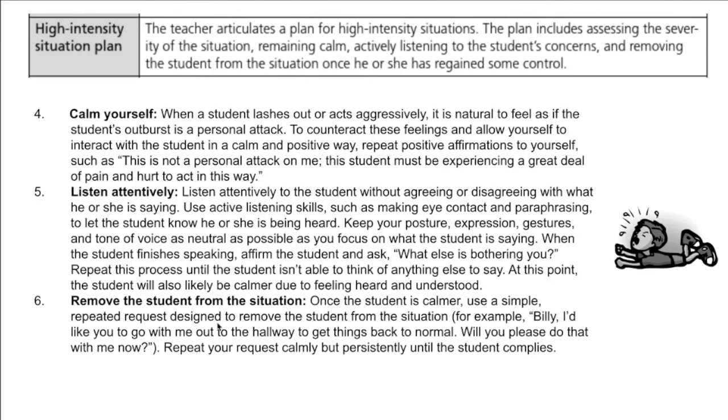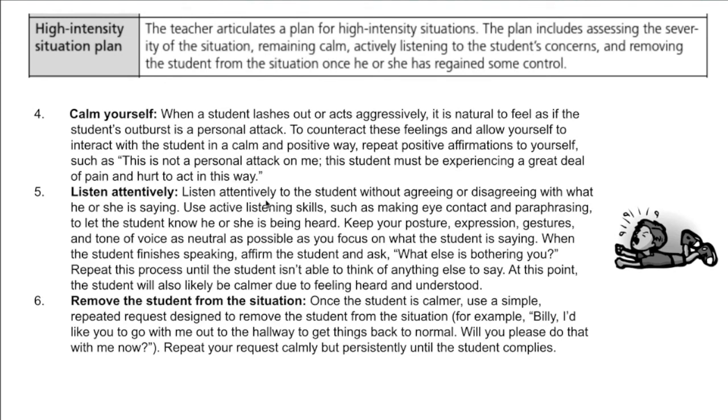Other steps include making sure that we are calm. So when a student lashes out or acts aggressively, it's really natural to feel as if it's a personal attack. But to counteract these feelings, we need to allow ourselves to interact in a calm and positive way. We need to repeat positive affirmations to ourselves, like, this is not a personal attack on me. The student must just be experiencing a great deal of pain or hurt in order to act this way. So we need to calm ourselves.